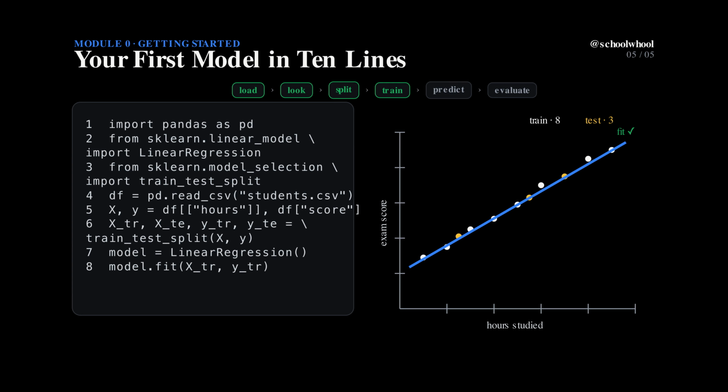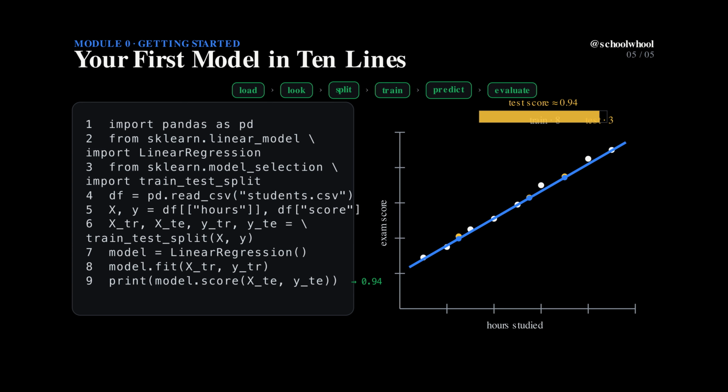Line 9 asks the honest question. How good is it? The model predicts a score for each held-out test student, students it has never seen before. Then we compare its predictions to reality. A score of 1.0 would be perfect. Ours lands above 0.9, the model has clearly captured the pattern, not memorized the students.